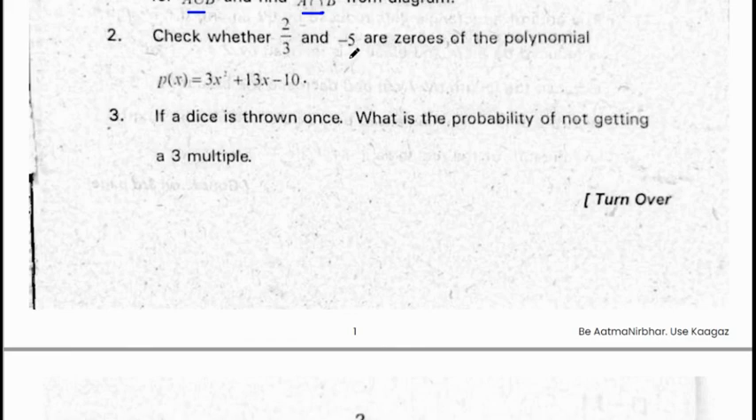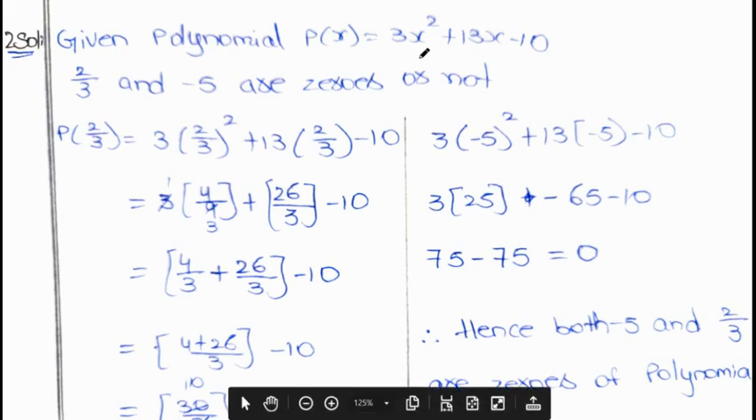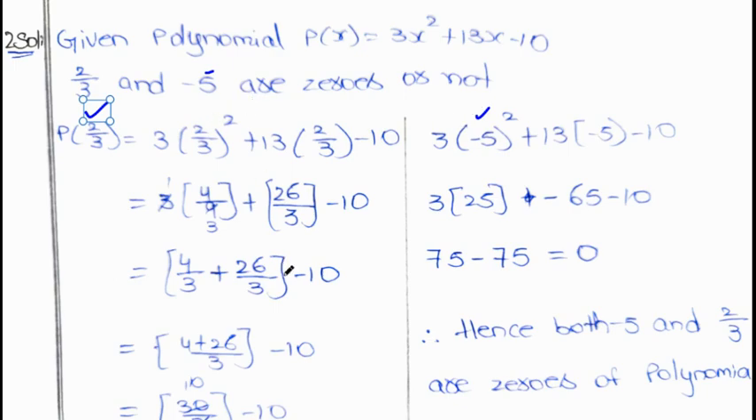Check whether 2 by 3 and minus 5 are the zeros of the polynomial p of x is equal to 3x square plus 13x minus 10. To check whether they are zeros of the polynomial or not, we need to replace x with 2 by 3 and minus 5 in the p of x. If the answer is 0, then this value is a zero of the polynomial, otherwise it is not.